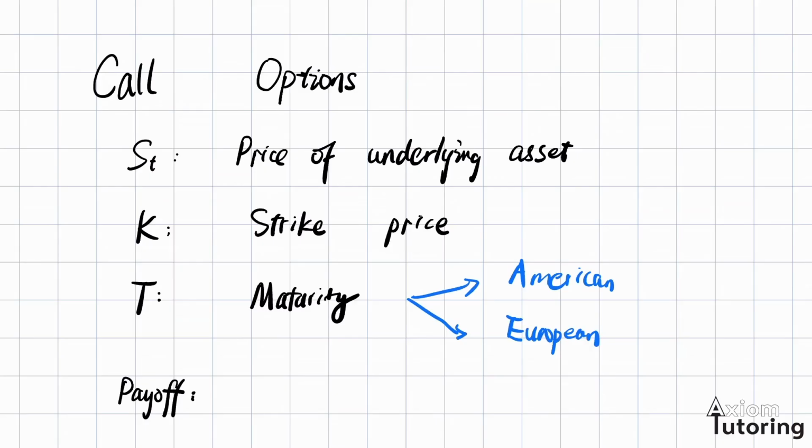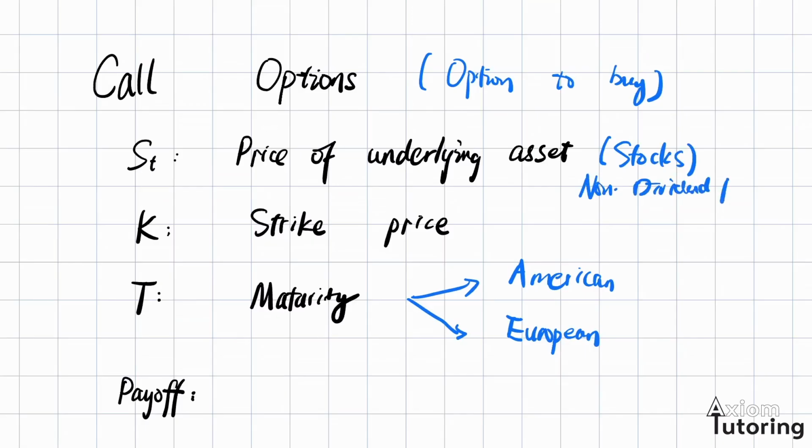Okay, and the call options, again, they give you the option to buy or the right to buy the underlying asset at the pre-specified price, which is our strike price. And for now, we'll be dealing with stocks as the underlying assets, and they will be non-dividend paying stocks. We'll be relaxing these assumptions as we go on, but for the time being, let's take a look at the most vanilla type of our call options. Okay, so what will be our payoffs for the call options based on these assumptions?